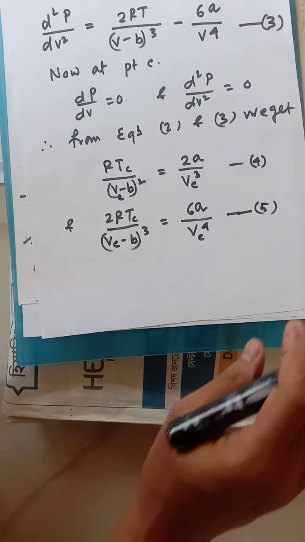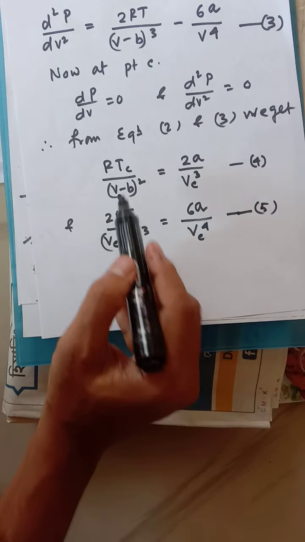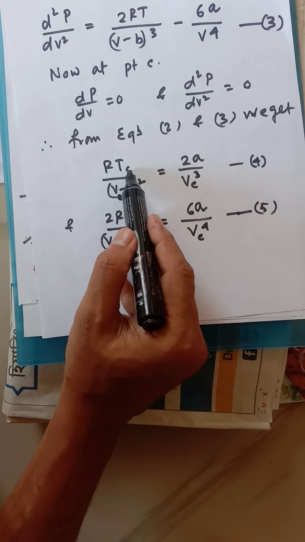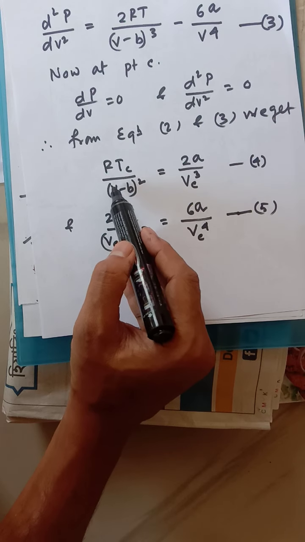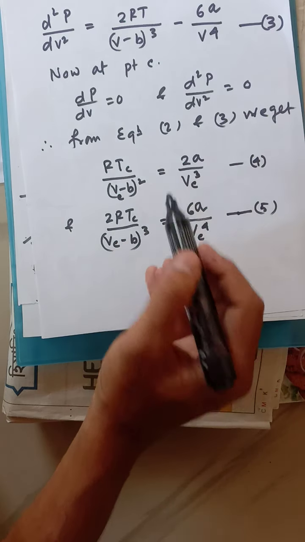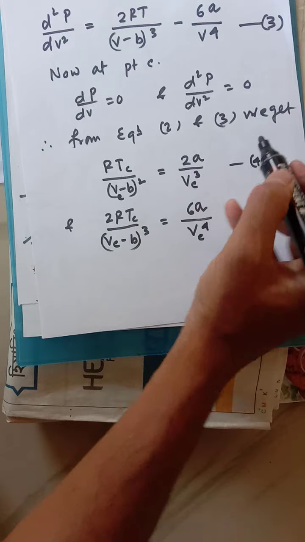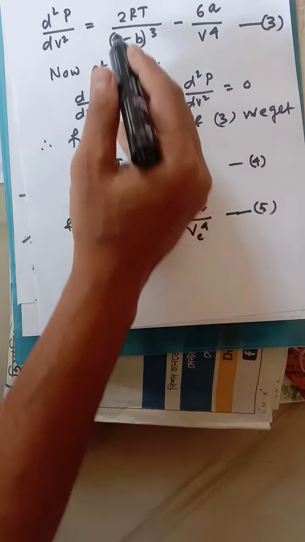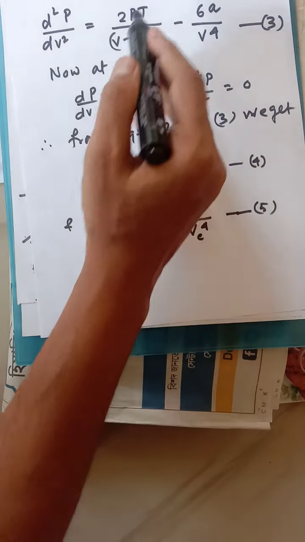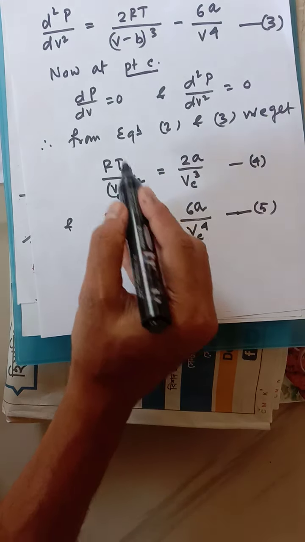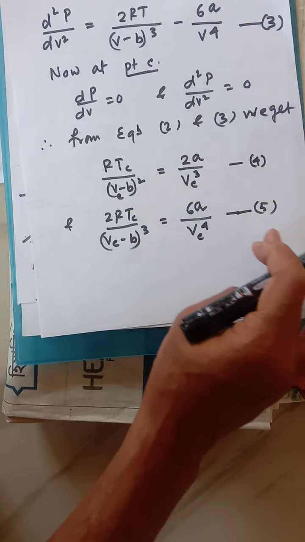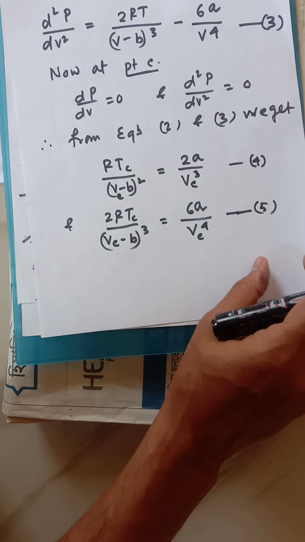Now there should not be any confusion because I have mentioned C over here. That means in terms of T it will become TC, in terms of V it becomes VC. Why? Because it is at the critical state, that means at point C. That's why T becomes TC, V becomes VC. So that's why in place of T I have written TC and in place of V I have written VC. So hope that up to equation number 5 it is clear to all of us.